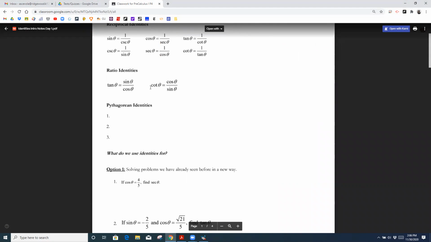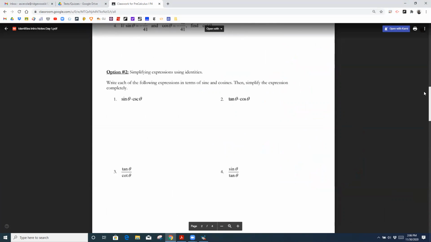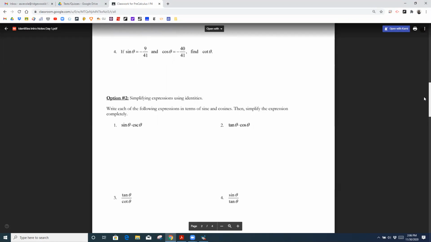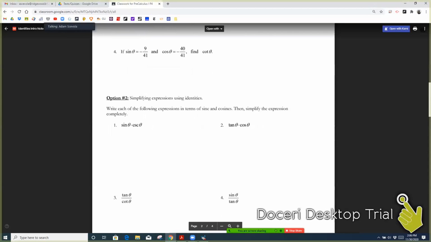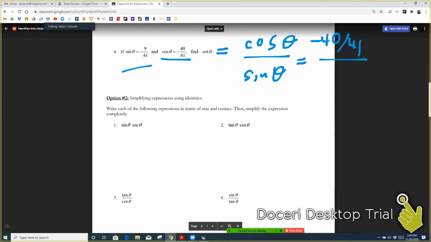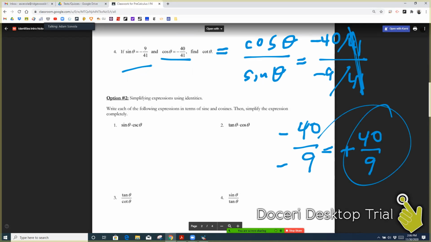If we look at this identity, cotan is equal to cosine over sine. So if we're doing cotan, we could just replace cotangent with cosine of theta over the sine of theta. And then we take those values, negative 40 over 41 and negative 9 over 41, and simplify. The over 41s cancel out, and you get 40 over 9, negative over negative, which becomes positive 40 over 9. Okay, thank you. No problem.